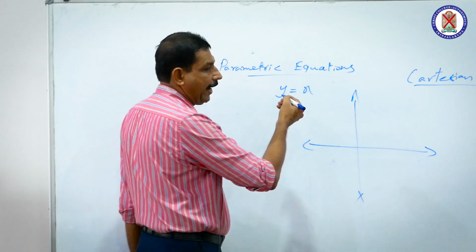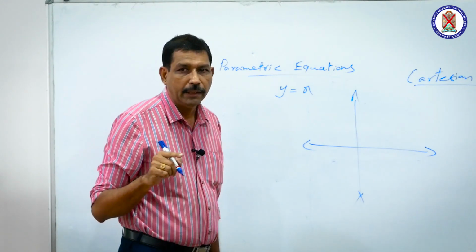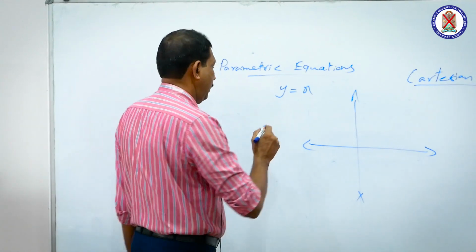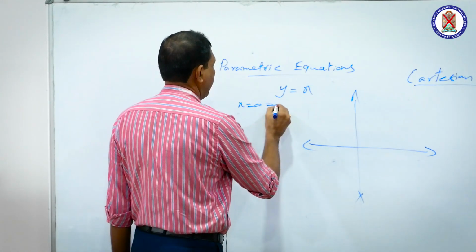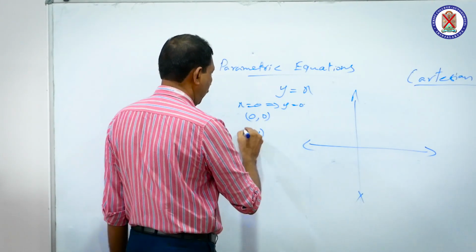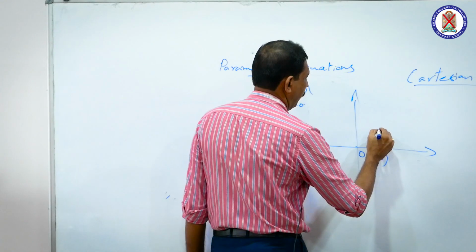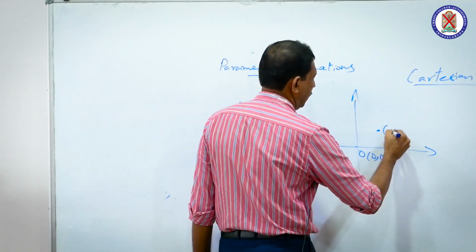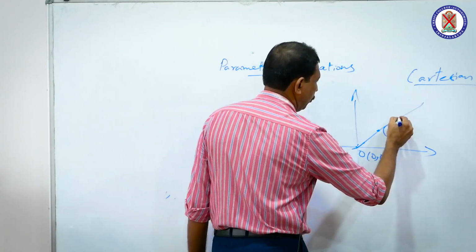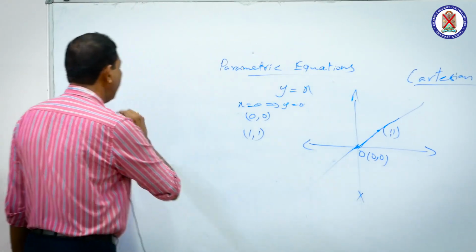As you know, y equal to x is a first degree equation, therefore it will always represent a straight line. For drawing a straight line, we need only 2 points. When x equals 0, y equals 0, that is, 0, 0 is a point. Similarly, 1, 1 is a point. Then we have 0, 0, that is the origin, and 1, 1 will be here. Now, taking a scale, we will draw a straight line passing through the origin.